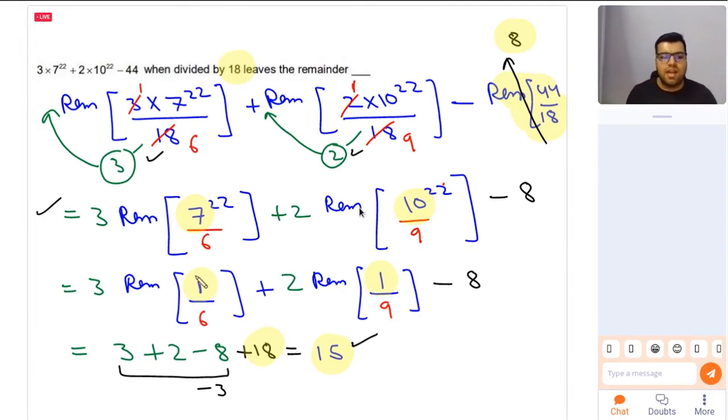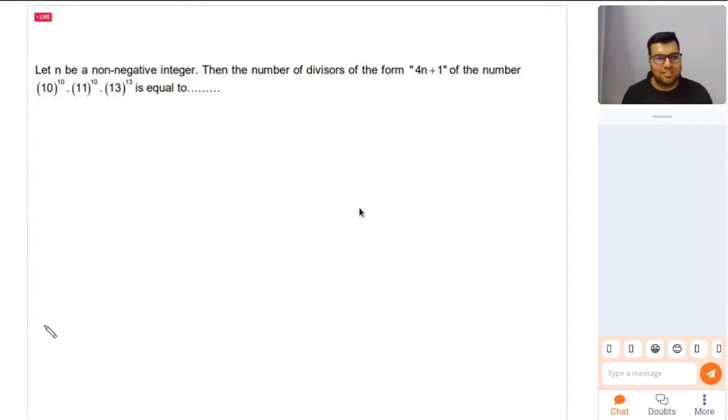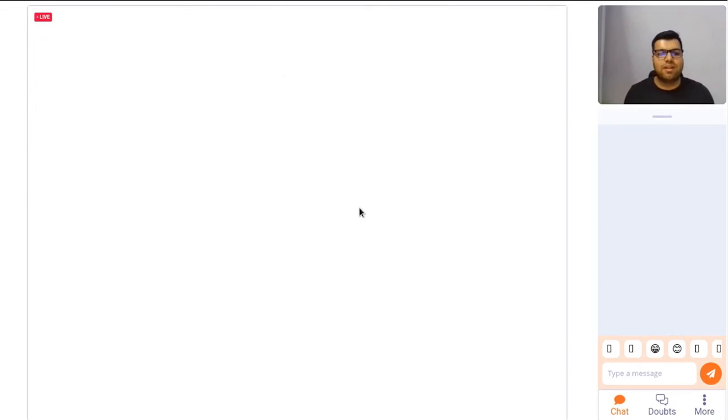And if we see the official solution, then we have to do all this. So I want to avoid all this. That is why I explained the Rem function to you, because it looks complicated. It looks complicated. Next question.